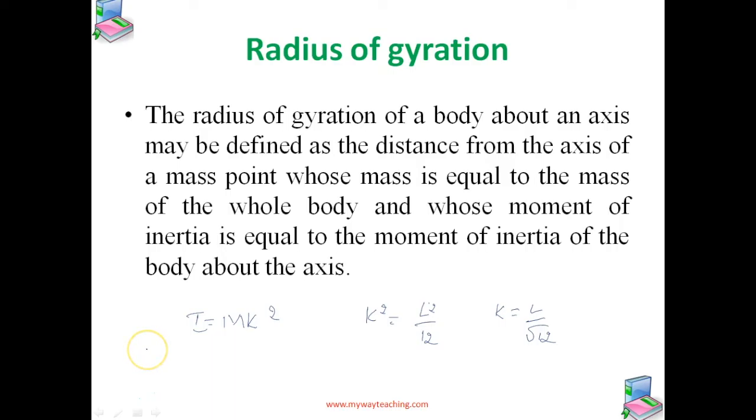Okay. So, in other words, we can define the radius of gyration of a body about an axis as the distance from the axis of a mass point whose mass is equal to the mass of the whole body and whose moment of inertia is equal to the moment of inertia of the body about that axis. Okay. This is an extremely important quantity.